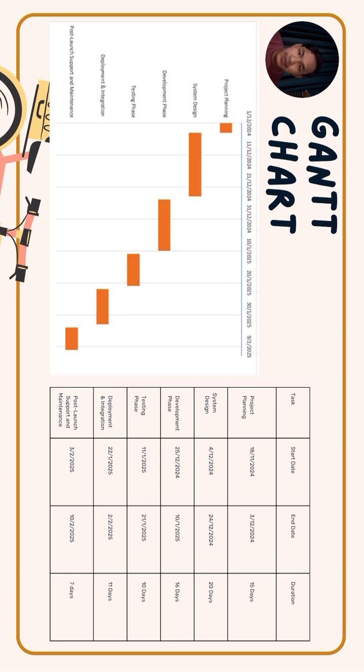Next, the testing phase. The testing phase duration is 10 days. In the testing phase, we test what we have developed. We are testing for debugging and errors, and fixing the errors. Next, the deployment phase, which takes 11 days. And lastly, the post-launch support and maintenance phase, which takes 7 days.